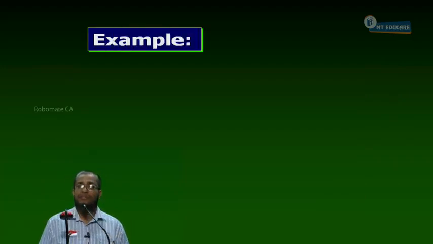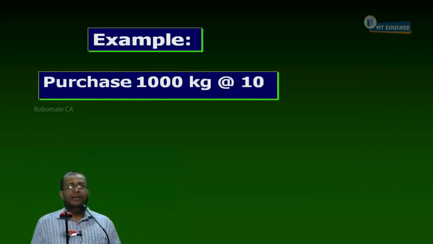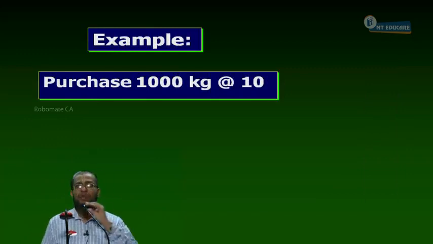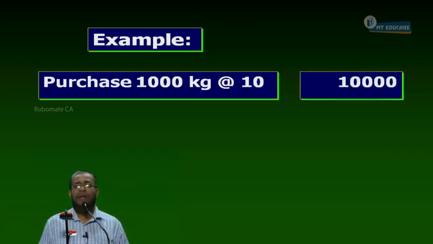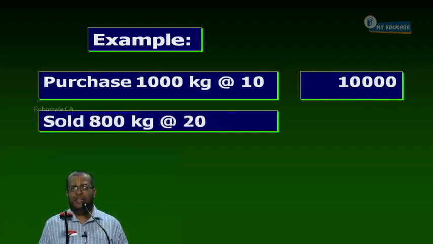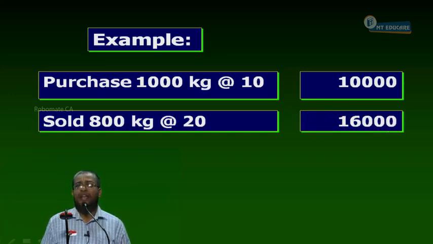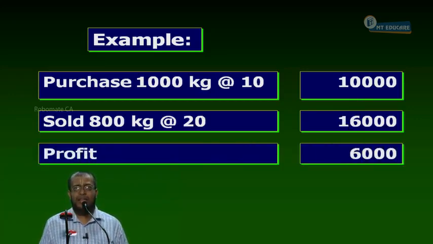Now, see. Let's take an example. A company purchased 1000 kgs at 10 rupees. What is the purchase cost? 10,000. It sold 800 kgs at 20 rupees. Revenue or income is how much? 16,000. So it has sales of 16,000. It is making a cost of what? 10,000. So it purchases for 10,000 and sells for 16,000. This is revenue. This is cost. Sales minus cost gives you what? Profit. The profit for the company is 6,000.